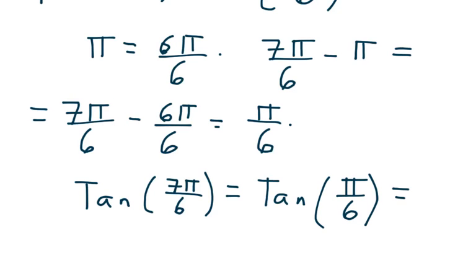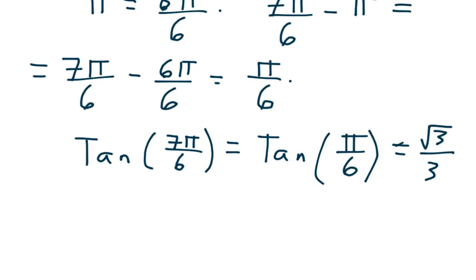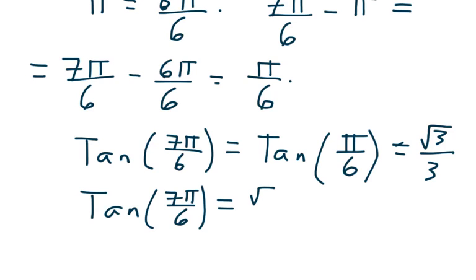Now the question is, what is tangent of pi over 6? Well, if you remember, it's equal to radical 3 over 3. Hence, altogether, we get tangent of 7 pi over 6 is equal to radical 3 over 3.